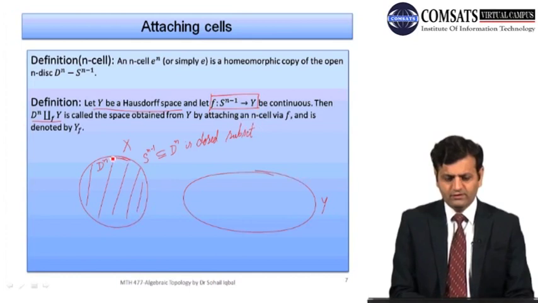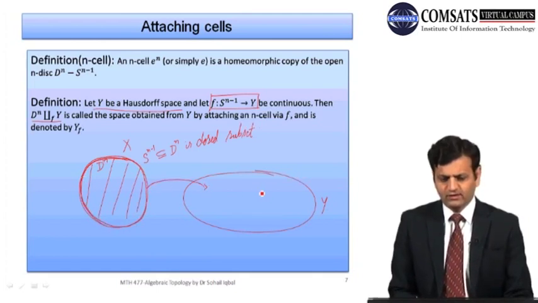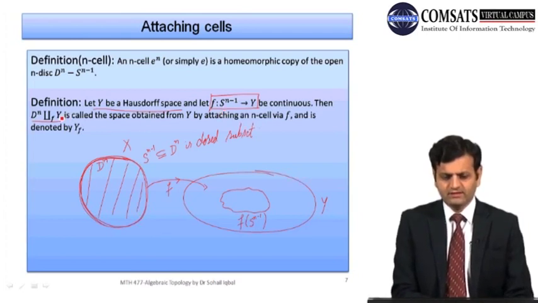In other words, we have a continuous function from this boundary of Dn to Y. Once again, let's assume that this is the image of Sn minus 1 inside Y. The next thing is gluing this Sn minus 1 with its image inside Y. Of course we know how to do that, because we just take the co-product of X and Y. In this case X is Dn, so just take the co-product topology of Dn and Y and glue it using this map f.